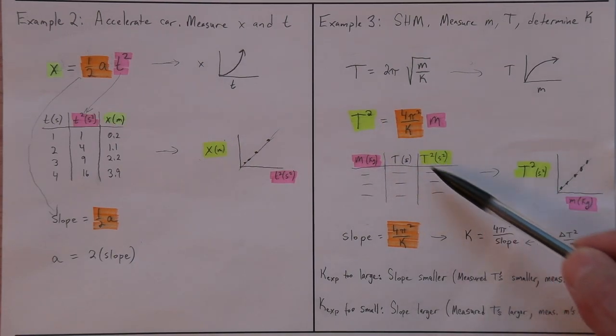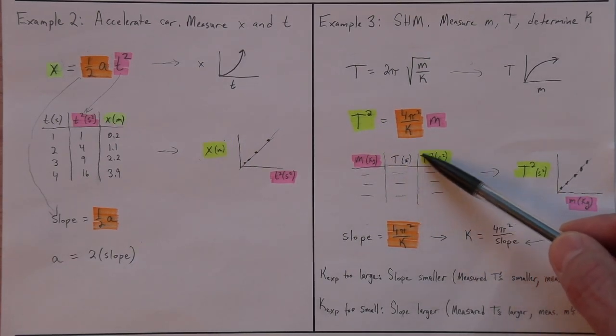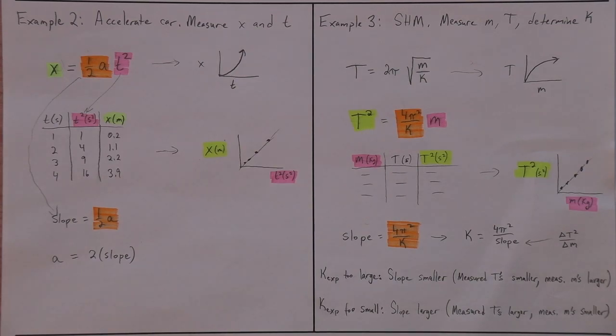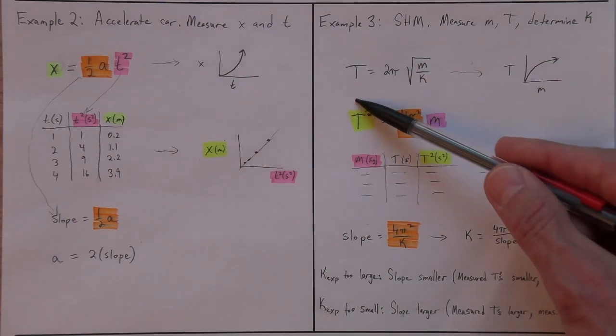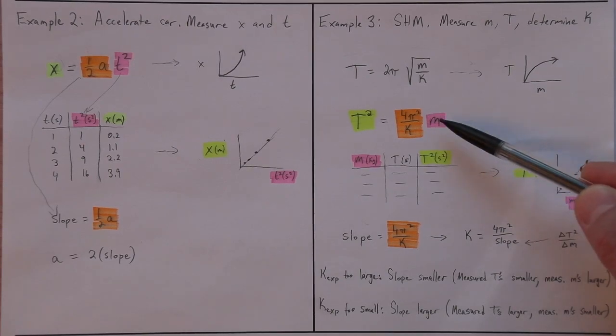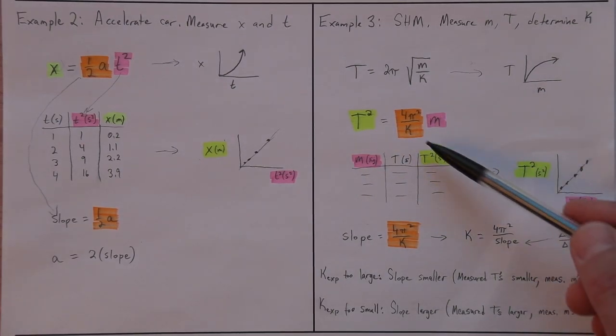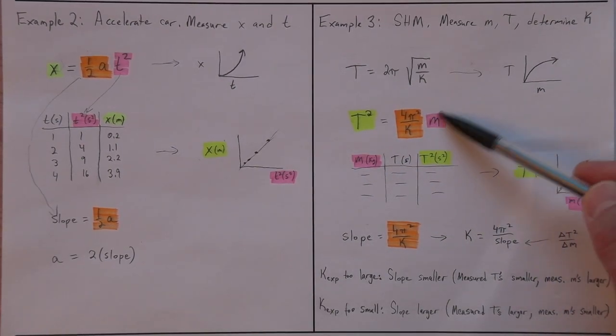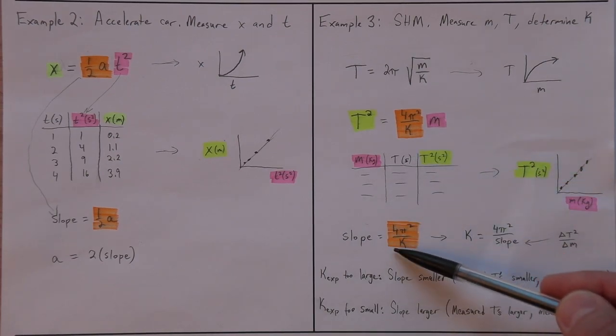I create a new column of t squared. So this time I'm squaring what's on the y-axis, not what's on the x-axis over here. And if I plot t squared on the y and mass on the x-axis, I'll get a straight line. This is y, this is x, straight line. And the term in front of what's on the x-axis is the slope.